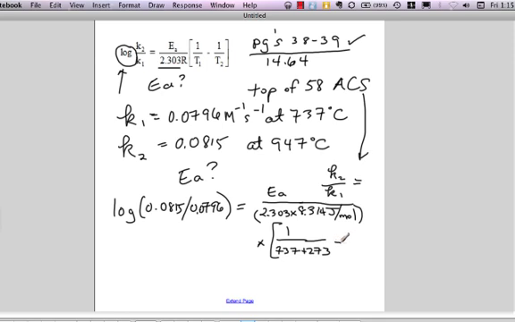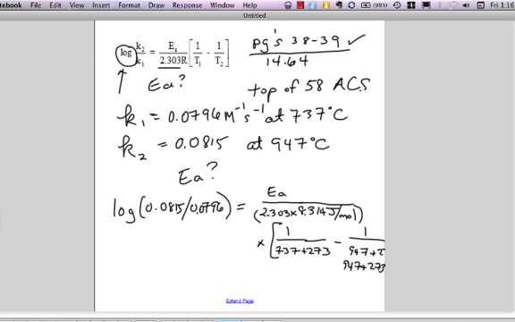Minus 1 over 947 plus 273. Close brackets, multiplied times this term here. Let me do a little erasing to make this less crowded.